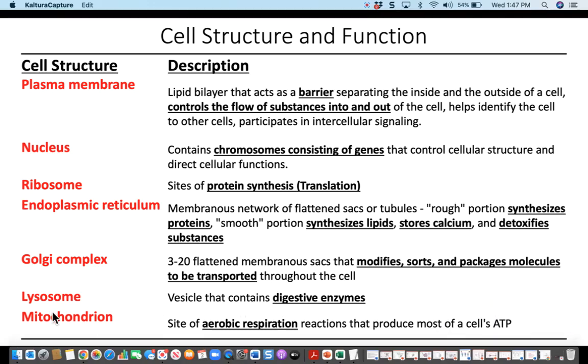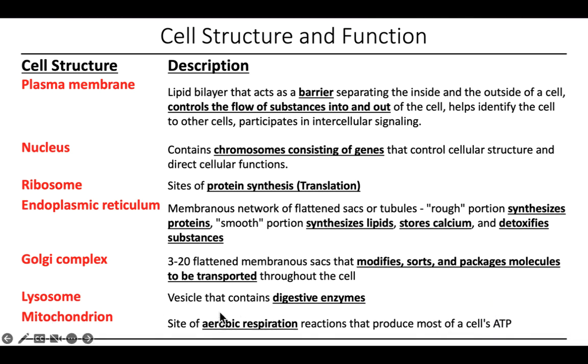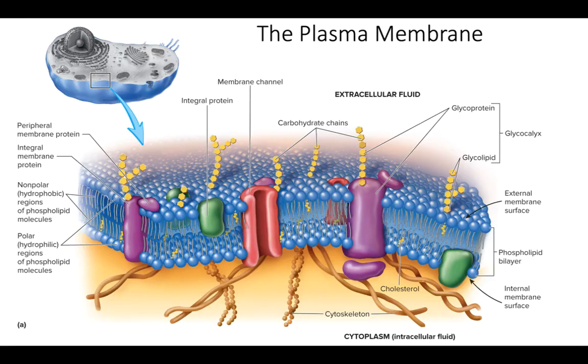Finally, we have mitochondria. Again, you probably have heard it called the powerhouse of the cell, but we're in college now, so we need to take it a little further than that. It's the site of aerobic respiration, which is where the cell makes most of its ATP. So those are your basic functions of these important organelles.